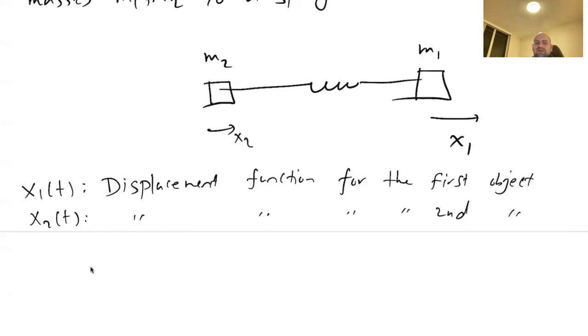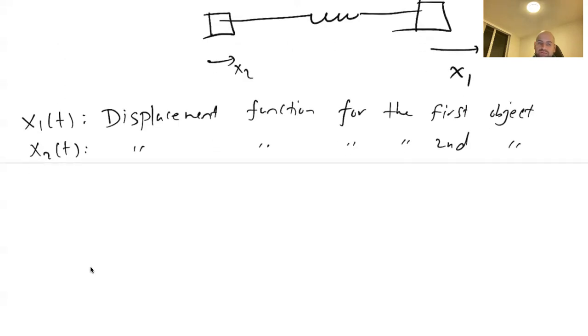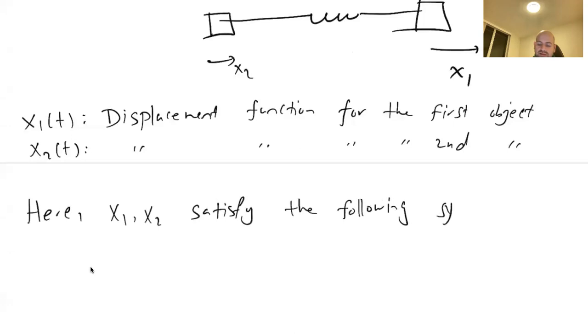And how can I determine x1 and x2? Well, we just need to use Newton's law. We know that for each object, m times a for that object is the total force, and the total force can be computed with Hooke's law. So here x1 and x2 satisfy the following system of ODEs.